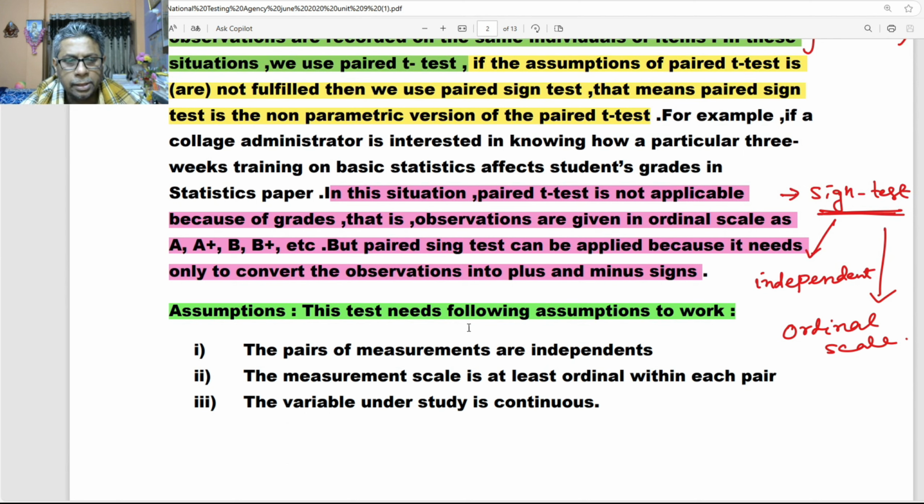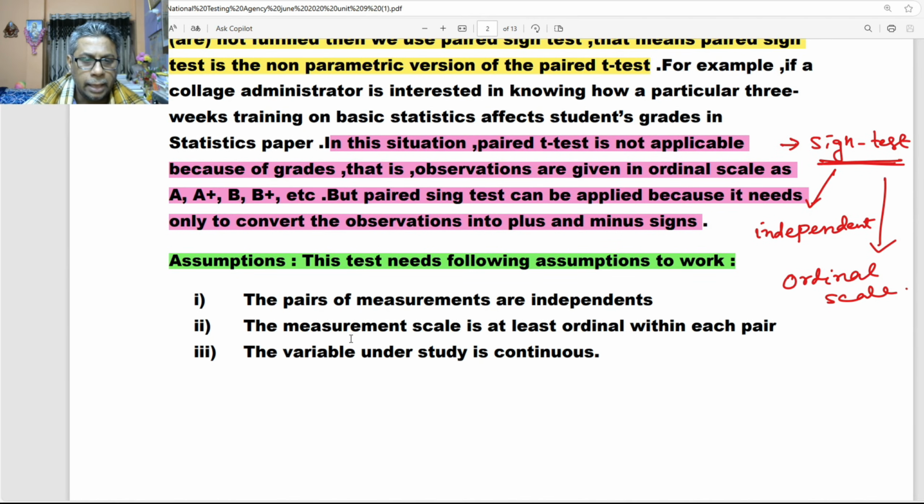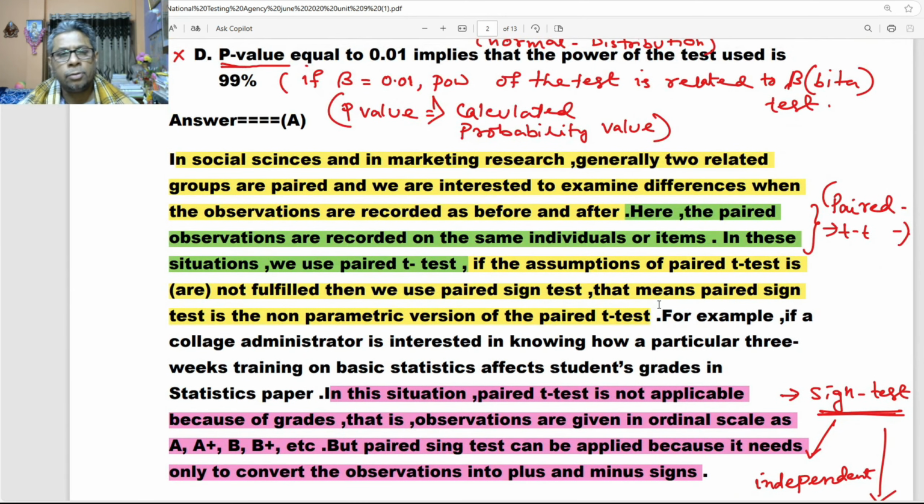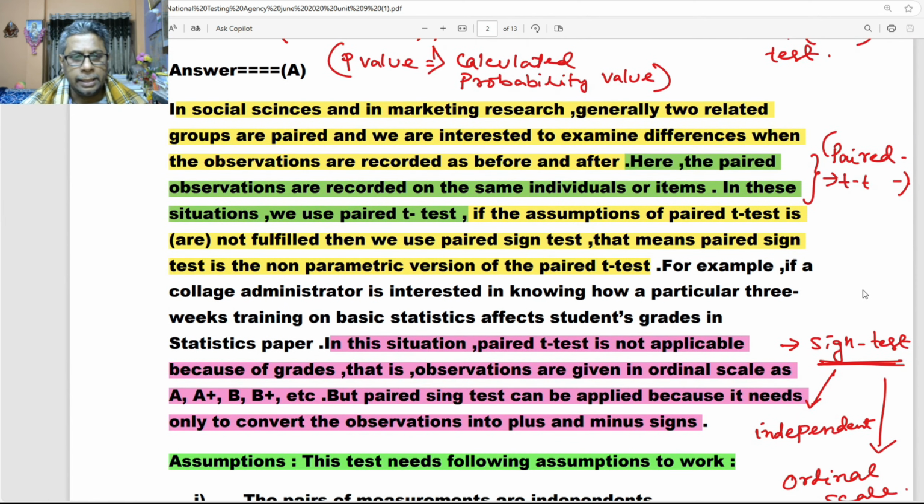Assumptions: the test needs the following assumptions to work. Number 1, the pairs of measurements are independent. Number 2, the measurement scale is at least ordinal within each pair. Ordinal is the rank order, and the variable under study is continuous. In this case we use the sign test. So these are the basic differences between when we use the paired t-test and when we use the sign test.